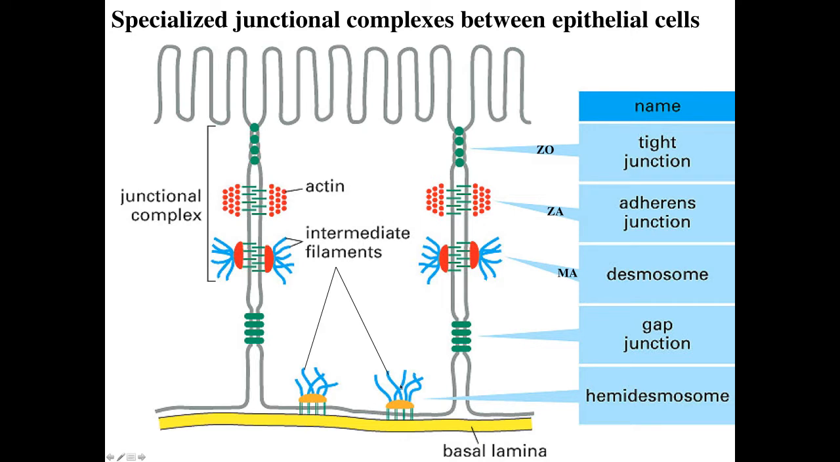Now, another important point the artist makes here, the zonula adherens interacts with actin cytoskeletal filaments. So the adherens junctions interact with actin. The macula adherens or desmosomes interact with intermediate filament cytoskeletal components, most notably keratins. These hemi-desmosomes also interact with keratin intermediate filament proteins, and we'll talk about that in a few minutes.